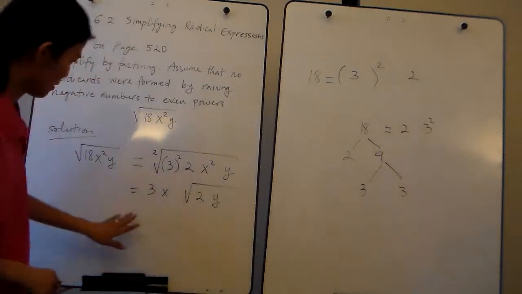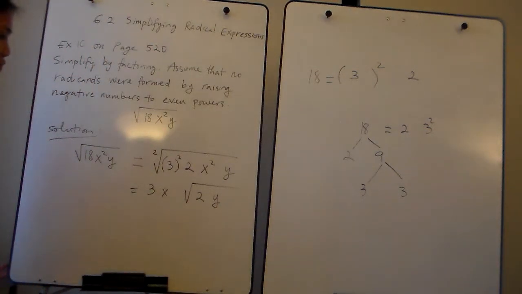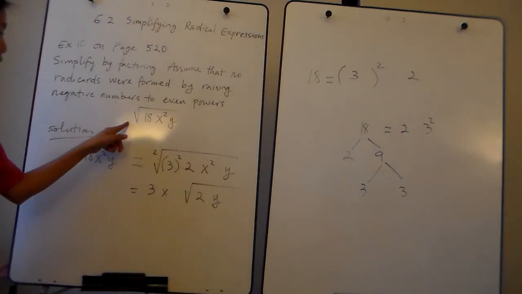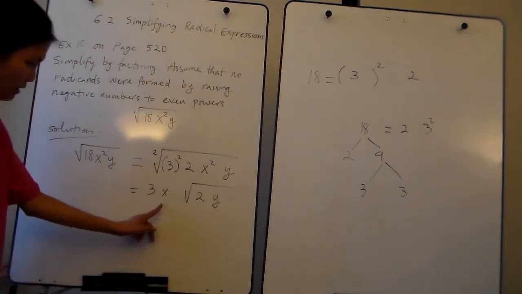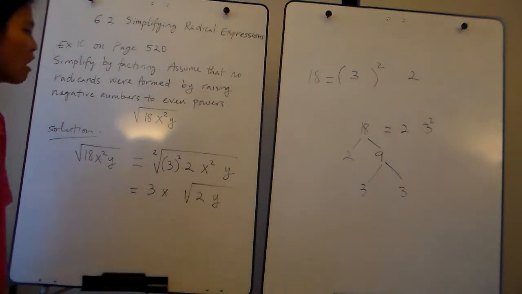So it looks like you cannot simplify any further, so the answer for simplifying the square root of 18x squared y is 3x times the square root of 2y.